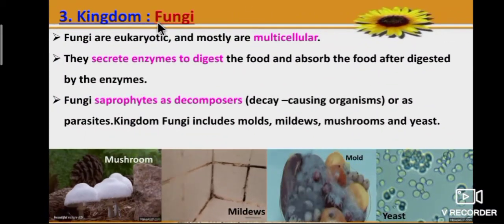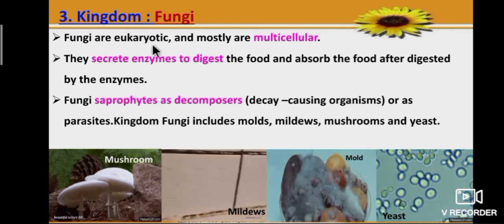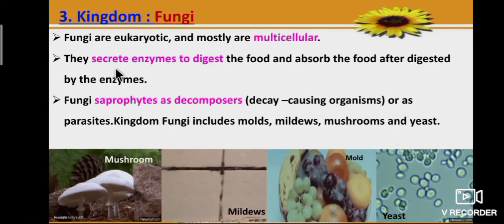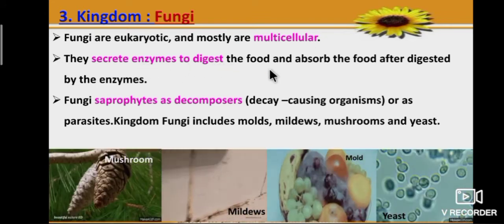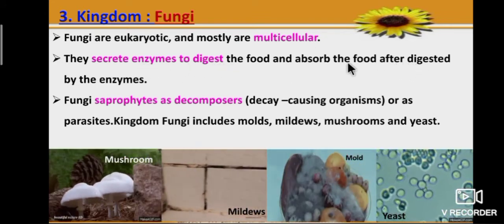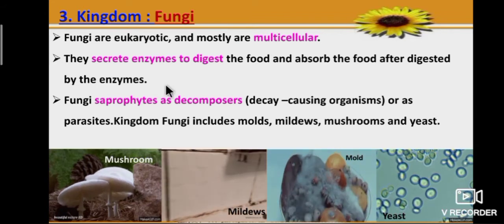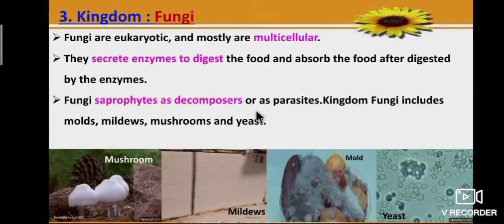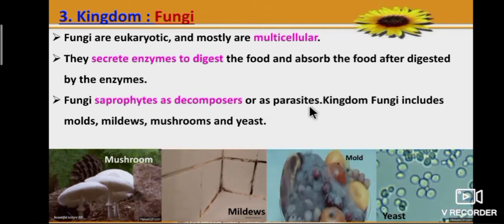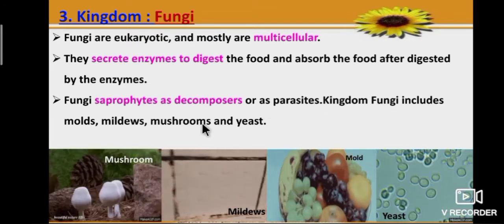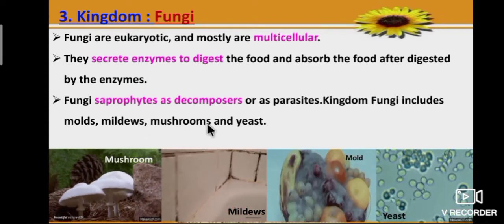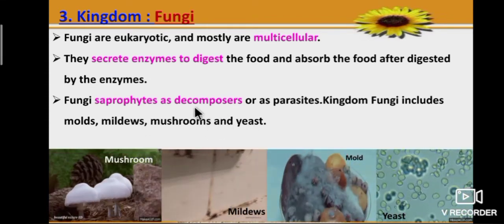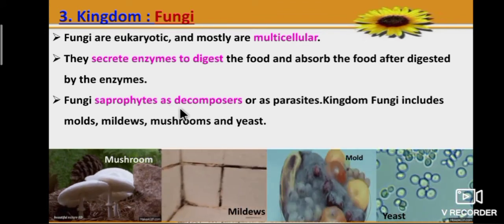Third kingdom is fungi. Fungi are eukaryotic and mostly are multicellular. They secrete enzymes to digest the food and absorb the food after it is digested by the enzymes. Fungi live as saprophytes, as decomposers or as parasites. Kingdom fungi includes molds, mildews, mushrooms and yeast. In order to survive, saprophytes feed on dead and decaying matter.